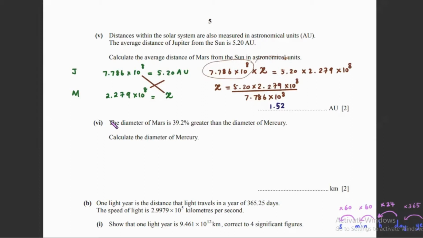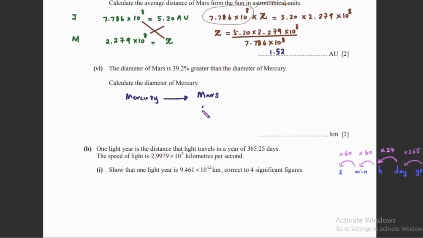In question 6 that is given here, the diameter of Mars is 39.2% greater than the diameter of Mercury. Calculate the diameter of Mercury. So if I'm to make a small note here, it's going to be this way. Mercury, we have Mars here, and in this case, it's dealing with the diameter of the planets. So the diameter of Mars is given to us as 6,800 kilometers.